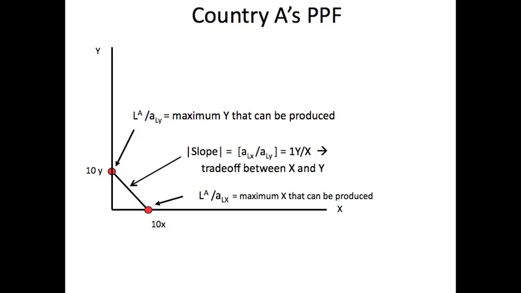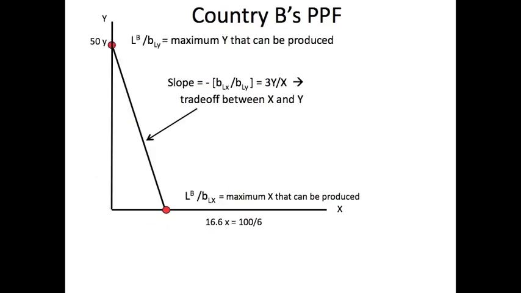So America's PPF is given by this line, where the intercepts are 10Y and 10X, and with a trade-off of 1Y per X, that's the opportunity cost of X is 1Y. And Brazil, similarly, has the ability to produce 50Y with its resources, or 16.6X if it only produces X, with a trade-off, an opportunity cost, of 3Y for every X.